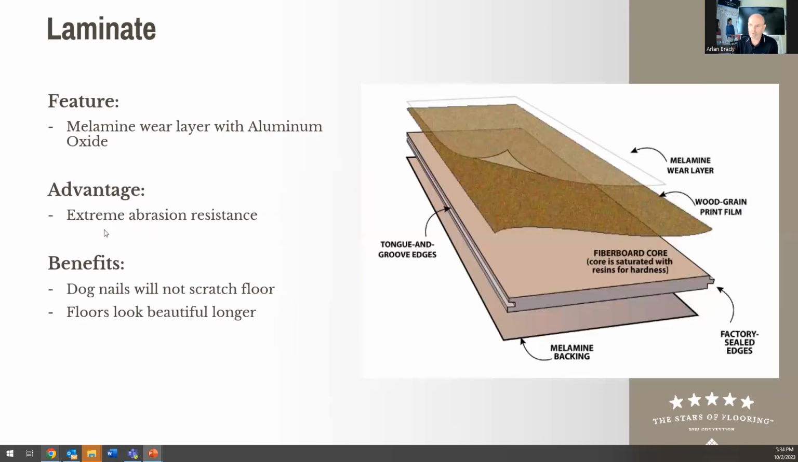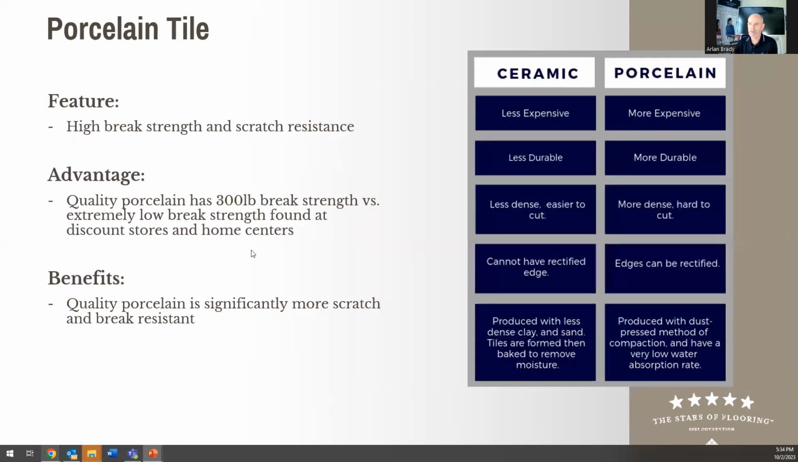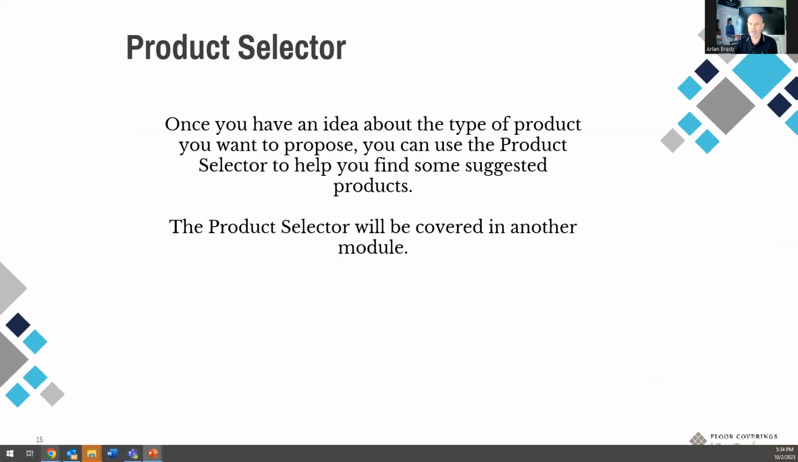So I'm not going to read the rest of these. You'll see there's features, advantages, and benefits with laminate. You've got features, advantages, and benefits with porcelain tile versus ceramic tile. And of course, you've got your product selector. So once you have an idea about what feature it is that you want to highlight for this customer, you can use the product selector to help you find the product that has that feature in it. So we did the product selector in another module. If now you've seen how you might want to use it, simply go back and watch that module again.